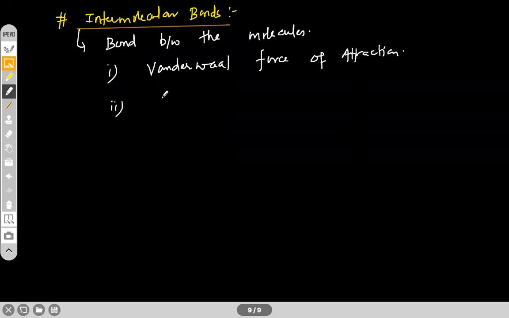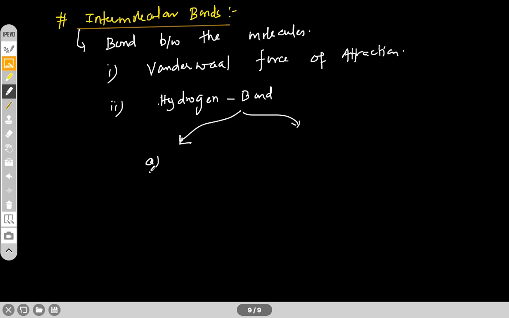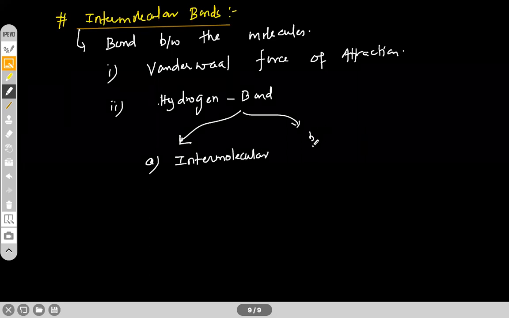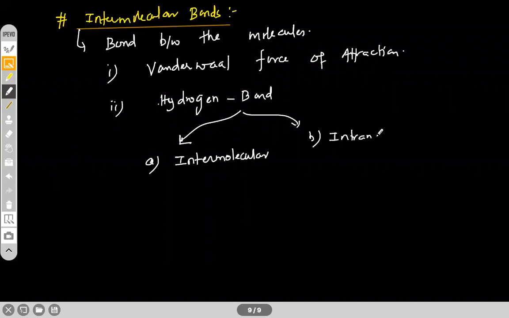Second one is the hydrogen bond. Hydrogen bond also we have two types. The first one is the intermolecular hydrogen bond, and the second one is intramolecular. Intermolecular and intramolecular hydrogen bond. Intermolecular is between two molecules, intramolecular is within the same molecule. Copy this down.